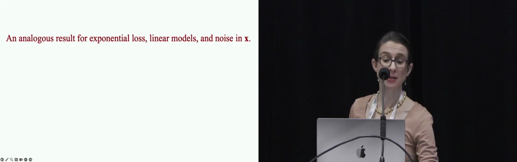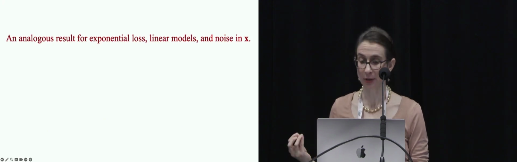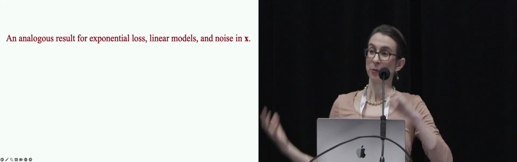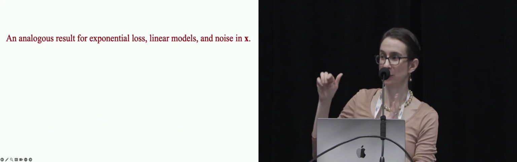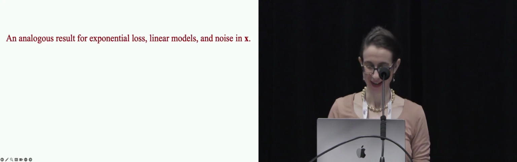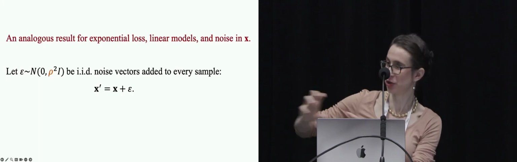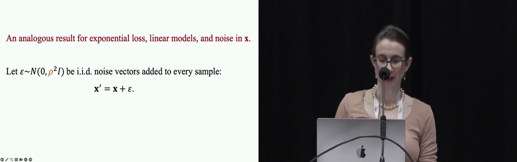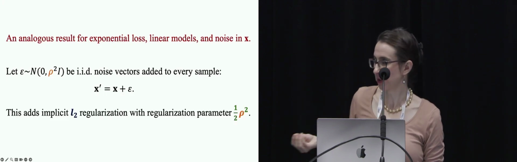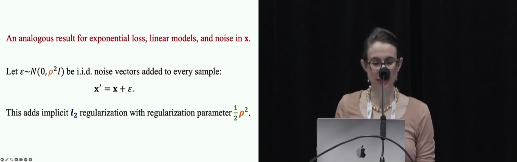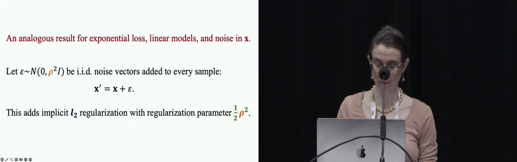All right, so on the next slide, I'm going to present an analogous result for the exponential loss with linear models and noise in X. So the previous result was for 0, 1 loss for any type of model and for noise in Y. Okay. So I'm going to let epsilon be this kind of jitter. So we're going to jitter X with a jitter of size rho, and we're going to add this to all the data. And it turns out, and I'll show you the theorem in the next slide, that this adds implicit L2 regularization with regularization parameter 1/2 rho squared.